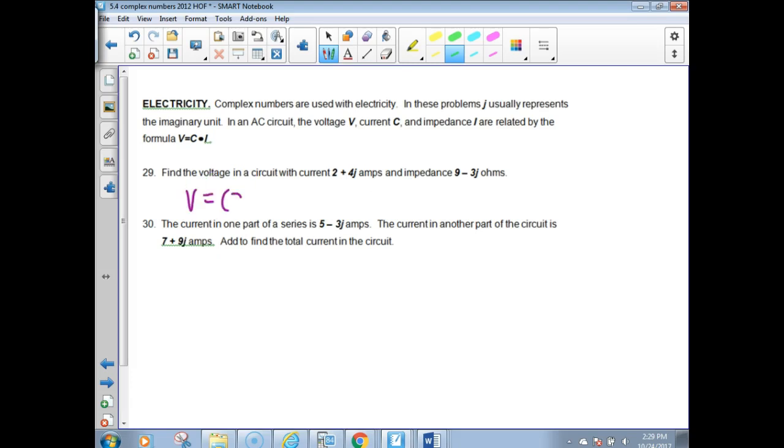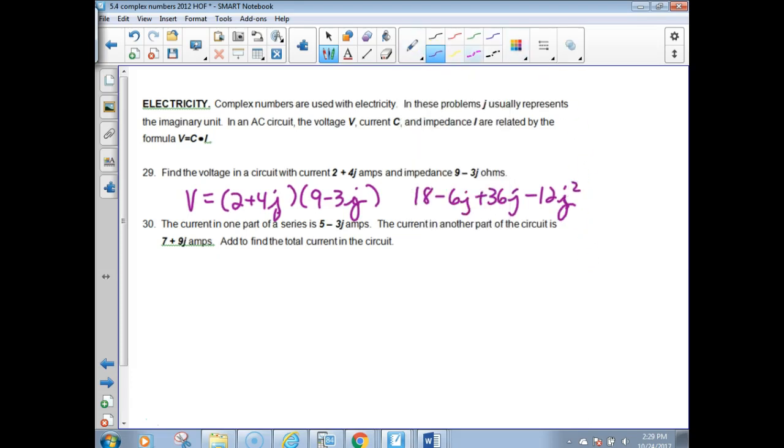So we're going to take 2 plus 4j, and j is just like i in electricity, times 9 minus 3j. We'll get 18 minus 6j plus 36j minus 12j squared. Then we combine our like terms, replace j squared with a negative 1. So that's going to be 18 plus 12, which is 30, and negative 6j plus 36j is plus 30j.